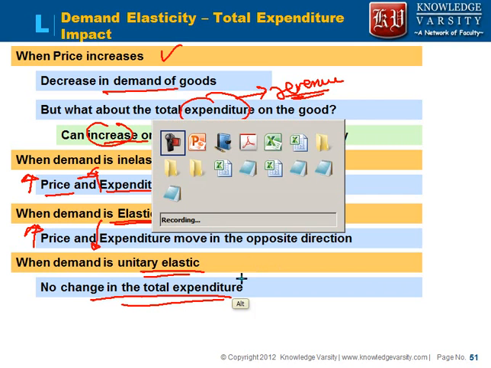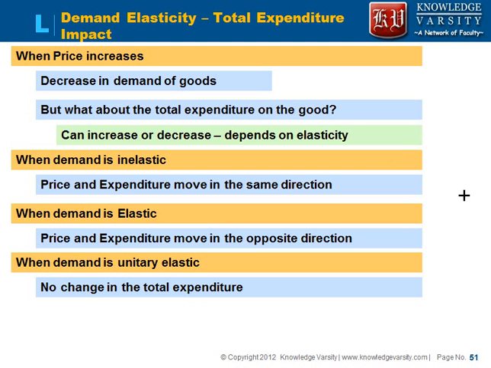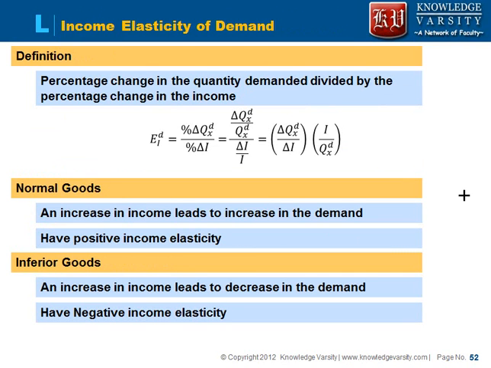So that is why you find that this is the area of elastic. If you increase the price, your revenue is going down, or from the consumer point of view, you can say that expenditure is going down. So that covers our own price elasticity of demand.